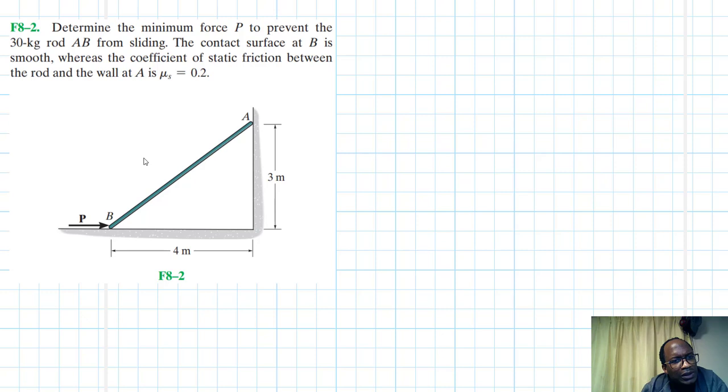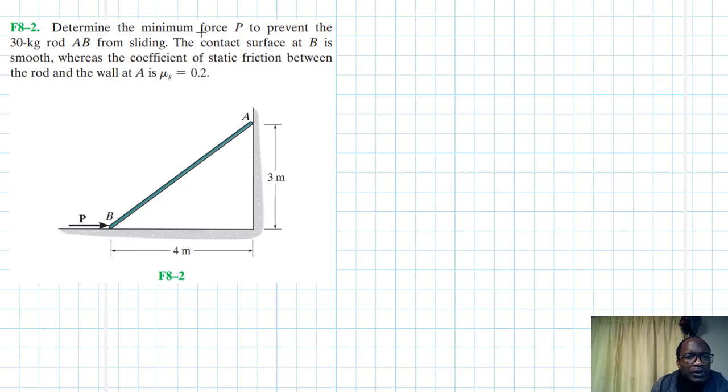The problem reads: determine the minimum force P to prevent the 30 kg rod AB from sliding. The contact surface at B is smooth, whereas the coefficient of static friction between the rod and the wall at A is mu s equal to 0.2.